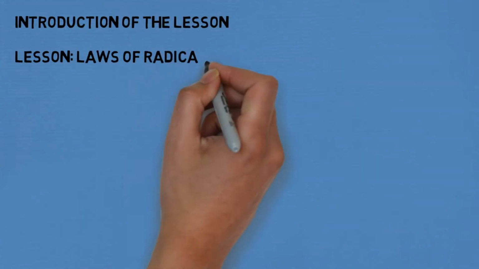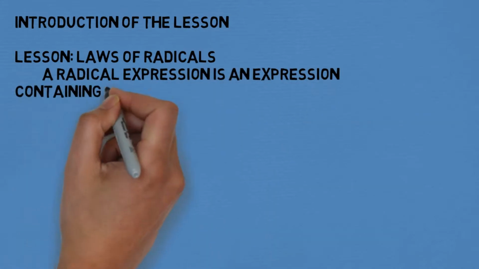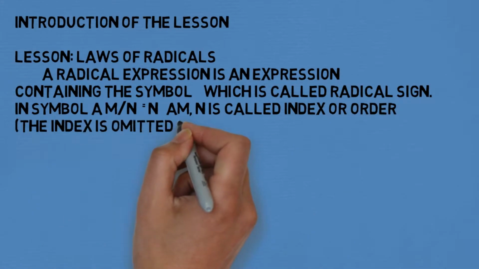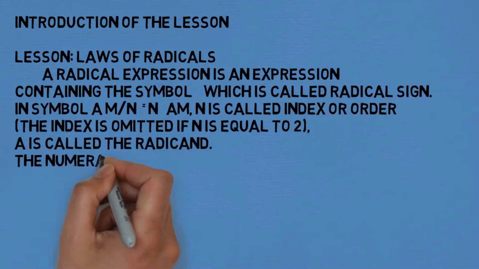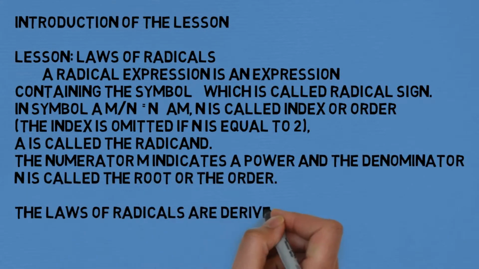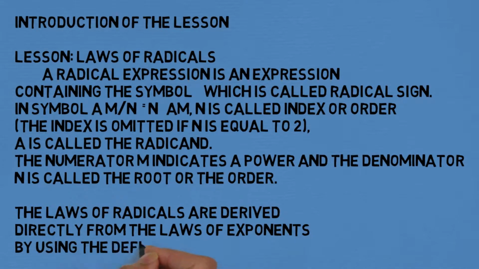Lesson: Laws of radicals. A radical expression is an expression containing the symbol which is called radical sign. In symbol, a to the m over n is equal to the nth root of a to the m. n is called index or order. The index is omitted if n is equal to 2. a is called the radicand. The numerator m indicates a power and the denominator n is called the root or the order.